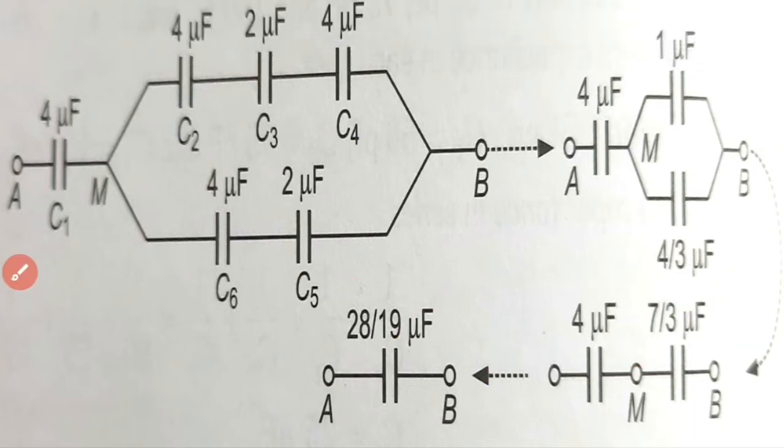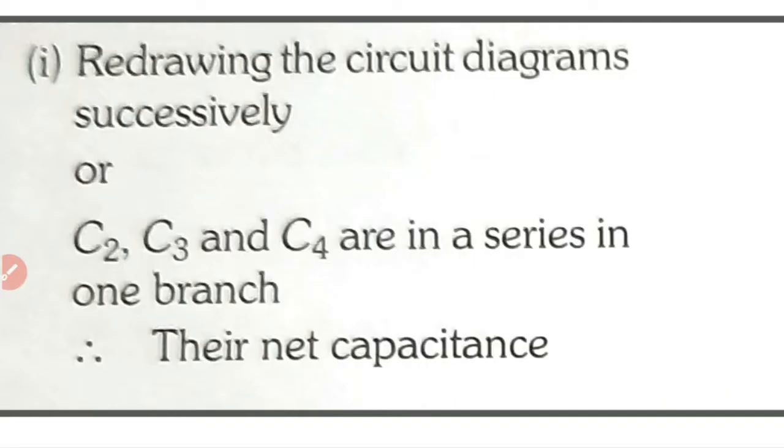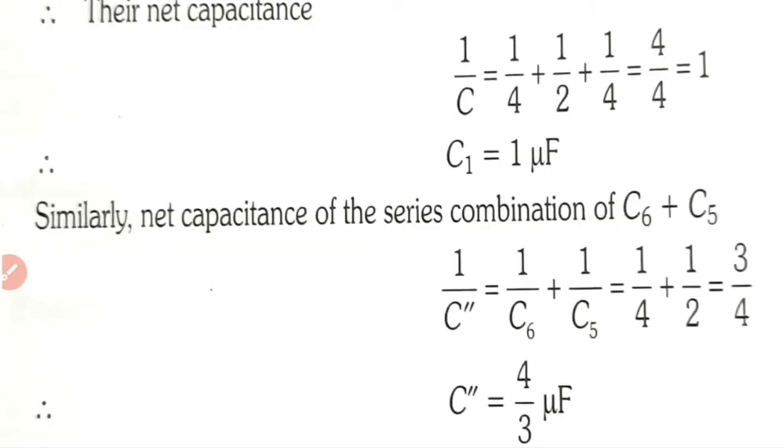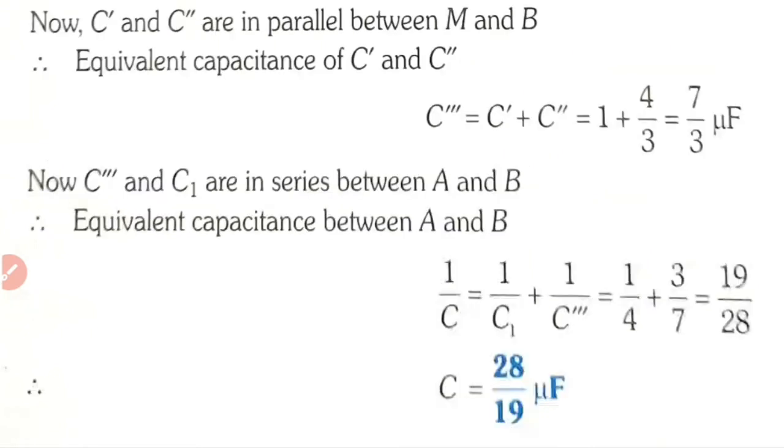If you want to write in detail, you can go in steps. So C2, C3, C4 are in series, and you write their net capacitance. In simple words you write, don't go for very detailed steps. You can calculate all the values like this and finally get the answer. This is how you should solve this type of question. Drawing reduced diagrams, as I explained earlier, is very, very important.